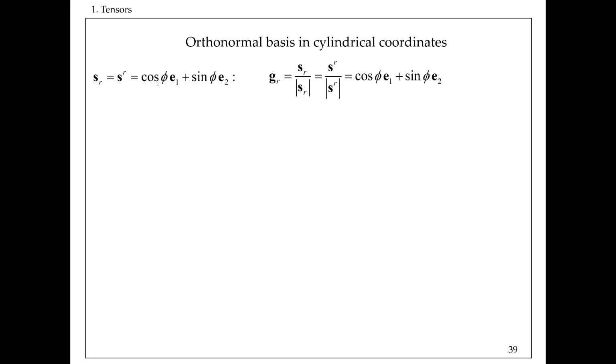If we try to calculate this length, it will be cosine squared phi plus sine squared phi, which is 1 by definition. And so for the normalized g_r, we introduce here a new notation for the normalized basis. It will be exactly the same because S_r was a unit vector.